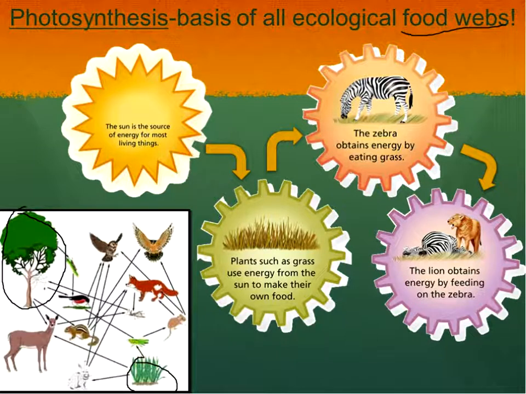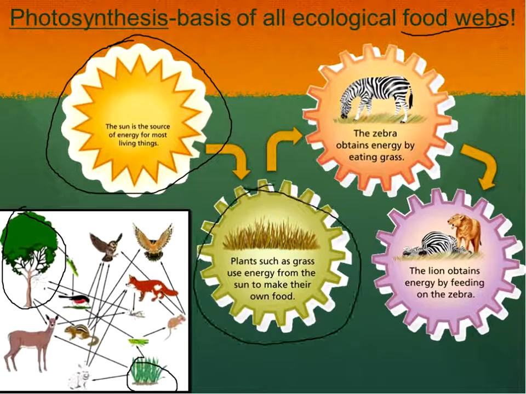So be careful with that: the arrow always points to what gets the energy, who does the eating. That's what the arrows point to. And the sun is the source of energy for most living things. So this is the beginning. But on Earth, this is the beginning.